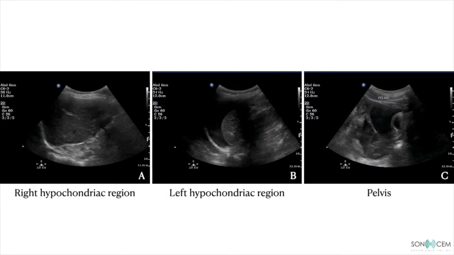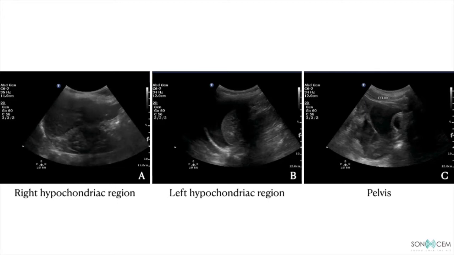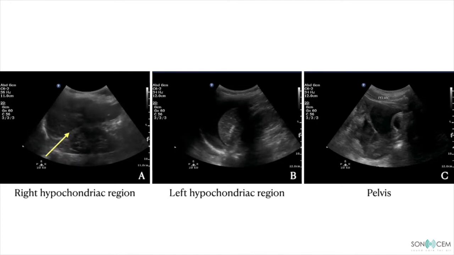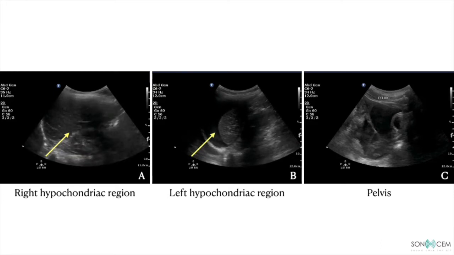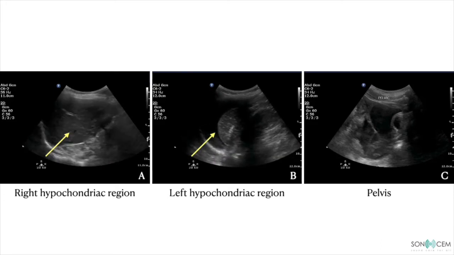So these are examples of positive fluid collection in the intraperitoneal cavity. You can see a thin hypoechoic stripe at the Morrison pouch as denoted by the arrow. There's a large subdiaphragmatic fluid collection at the left hypochondrial region as well as in the pelvic region.